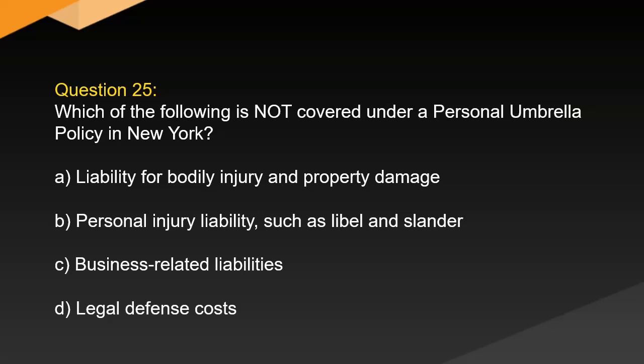Question 25. Which of the following is NOT covered under a personal umbrella policy in New York? A. Liability for bodily injury and property damage. B. Personal injury liability, such as libel and slander. C. Business-related liabilities. D. Legal defense costs.